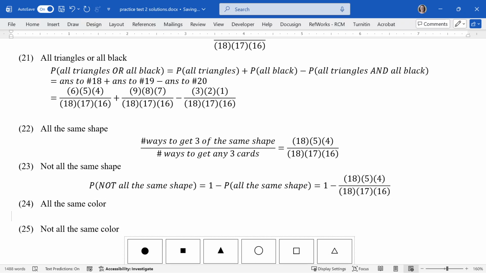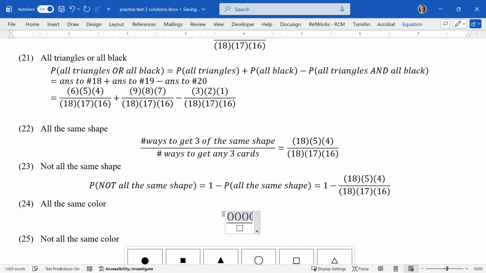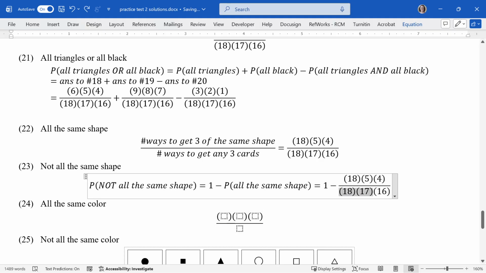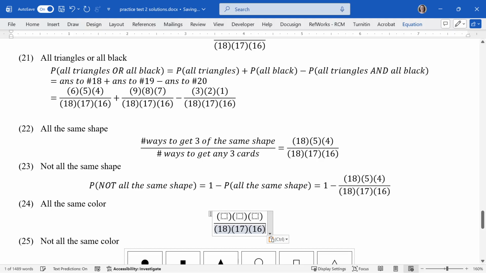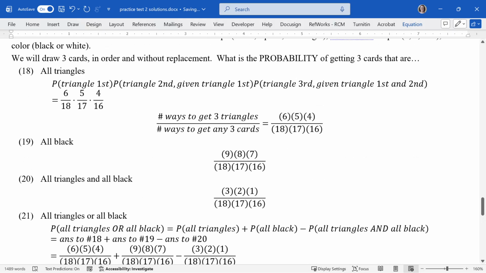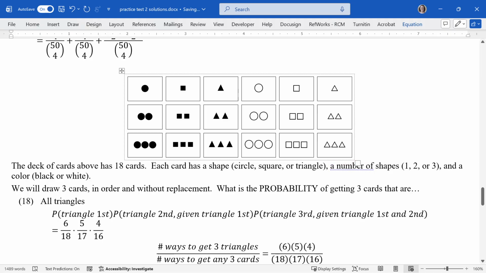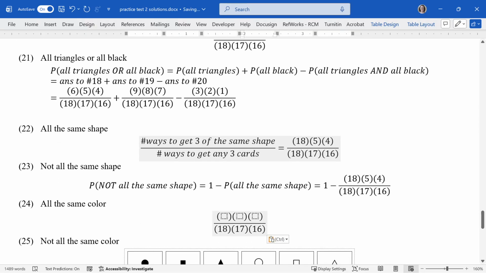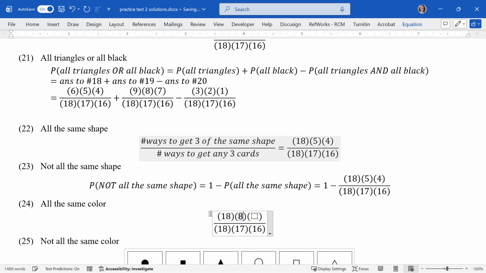Number 24, all the same color, is very similar to 22. So on the top, boop, boop, boop. Bottom, oops, sorry, that was the wrong thing on the clipboard there. So all the same color. For my first card, it can be any color, so 18 options. But then for my second card, it needs to match whatever color I picked first. So then there will be 8 left of that color. So 18, and then 8, and then 7.